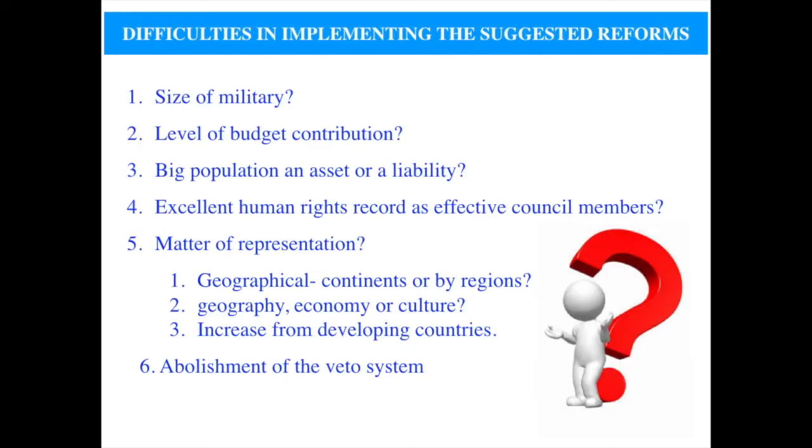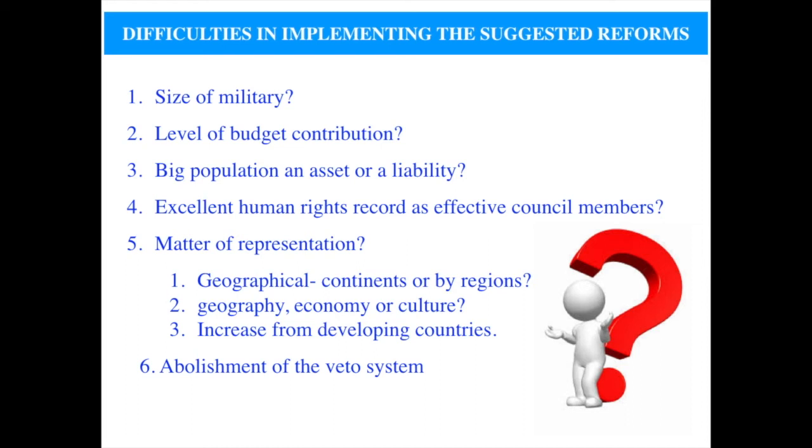Okay, so what are the difficulties or the problems in implementing the suggested reforms? Now, each criteria came with a question. For example, the criteria talked about a country being a major economic and military power. But then the question is, how big an economic or military power should a country need to qualify for Security Council membership? Then it talks about a country being a regular contributor to the United Nations budget. Again, what level of budget contribution would enable a state to buy its way into the council?